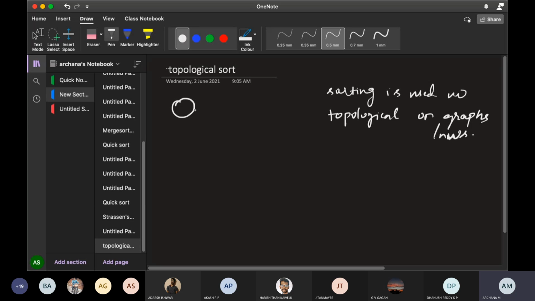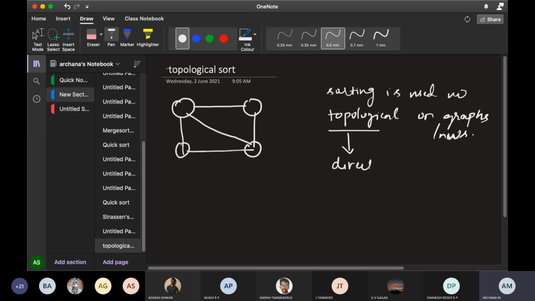When you have a particular graph, there will be some nodes, and these nodes will be interconnected with each other with edges. Any number of edges can be there. The graph you are using for topological sorting should always be a directed graph. This you have to keep in your mind. It is very, very important: topological sorting works only on directed graphs, not undirected.